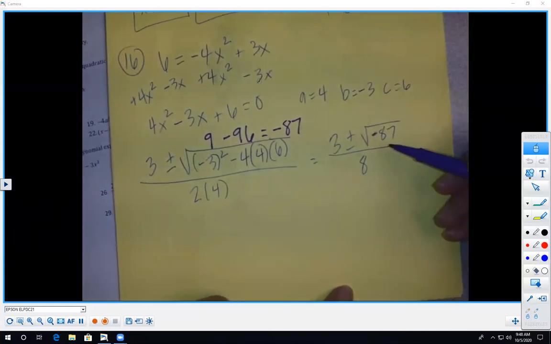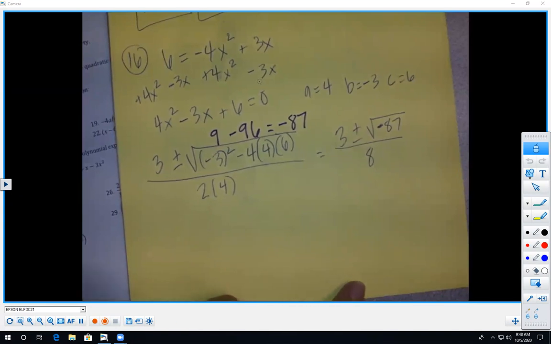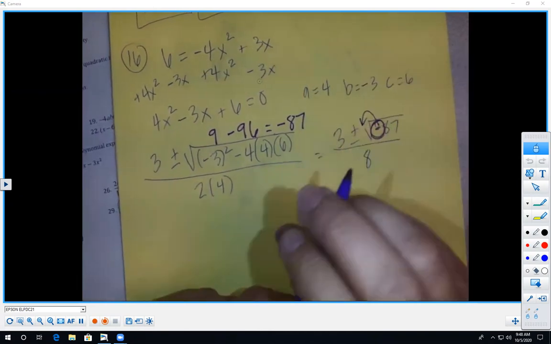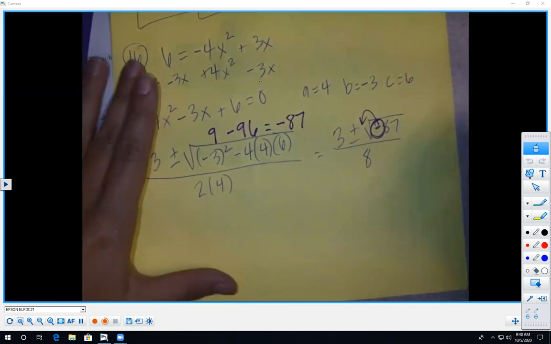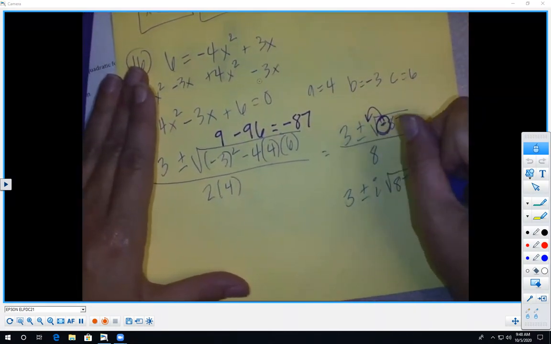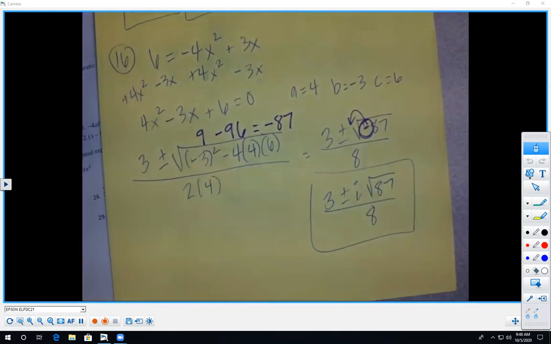I can't take the square root of 87. I don't even think it breaks down. It divides by 3. It's 3 times 29, but I still can't pull anything out of it. But I can take the negative out. How does the negative come out here? As an i. So I get 3 plus or minus i times the square root of 87 over 8. And that is your answer.